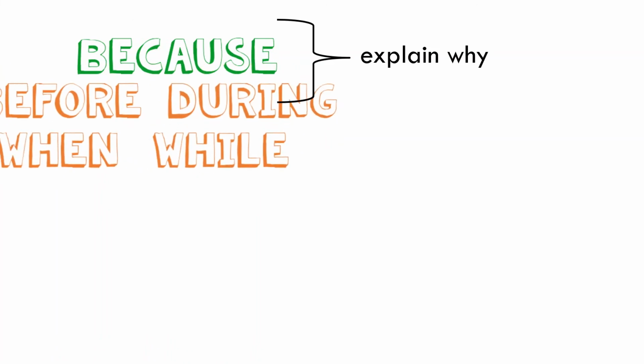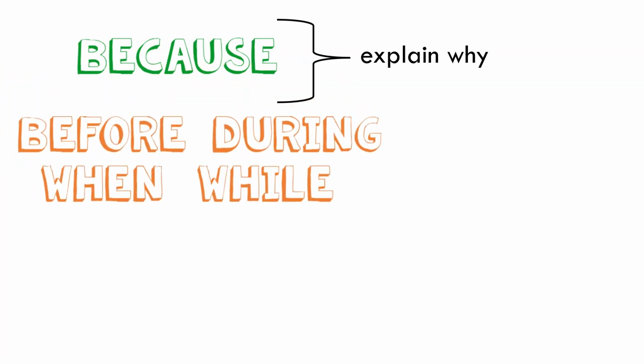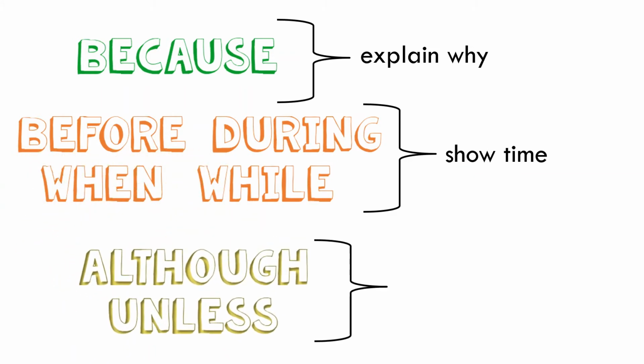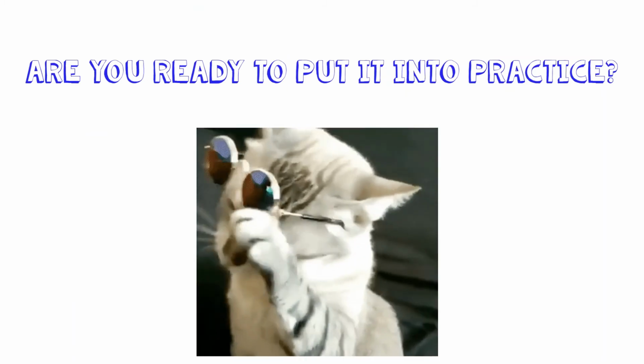There are different subordinating conjunctions that do different jobs. Because is a subordinating conjunction that explains why. Before, during, when, and while are subordinating conjunctions that show time. And although and unless are subordinating conjunctions that show contrast. Are you ready to put it into practice? Let's go.